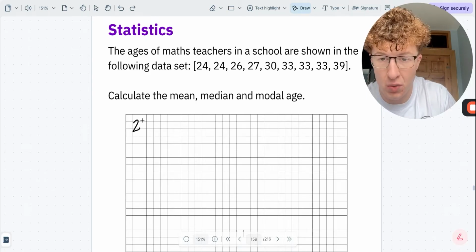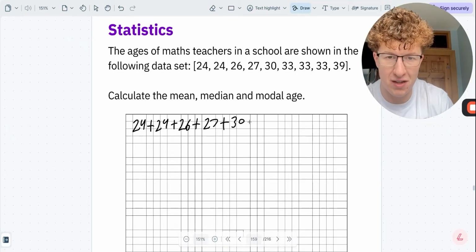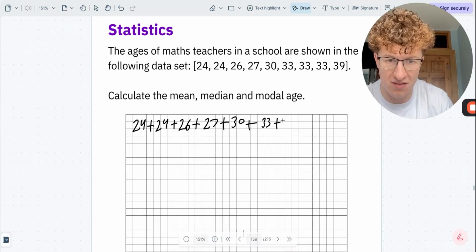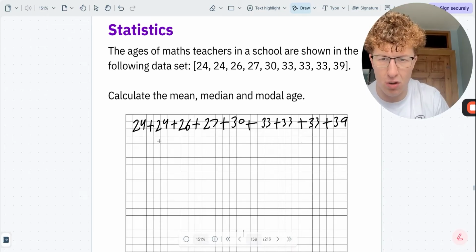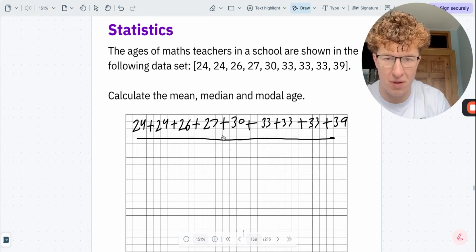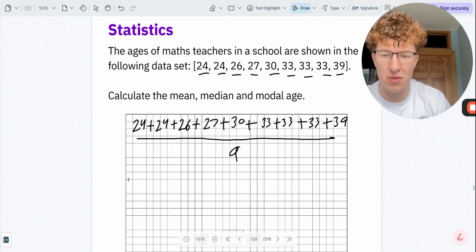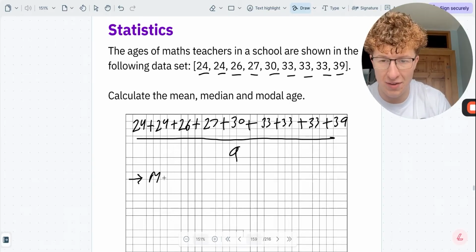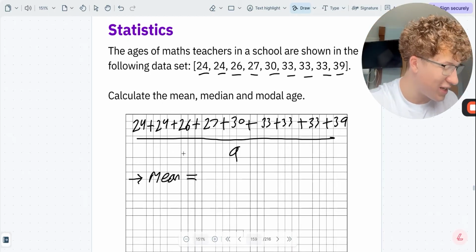So we're going to do 24 plus 24 plus 26 plus 27 plus 30 plus 33 plus 33 plus 33 plus 39. All of that divided by the number of numbers. So we have 1, 2, 3, 4, 5, 6, 7, 8, 9. So that's going to give you the mean. So when you calculate that, you should get that the mean age is equal to 29.89.